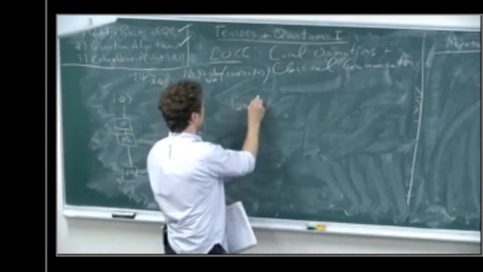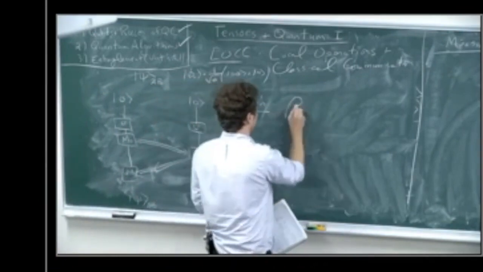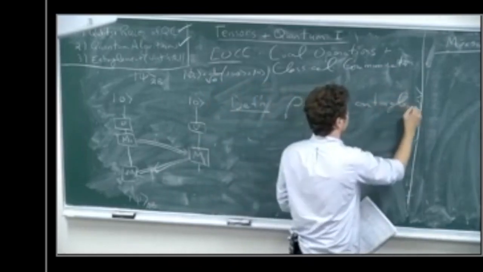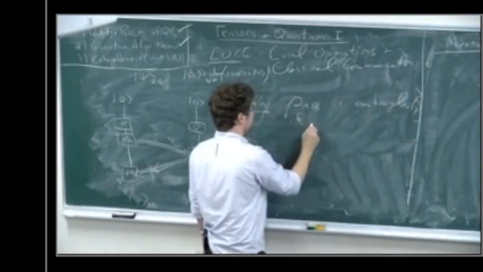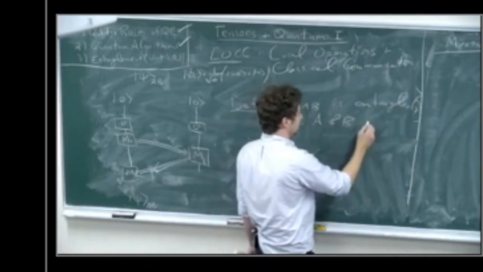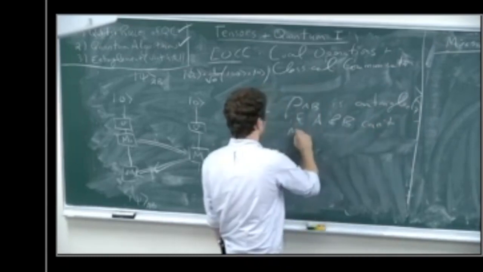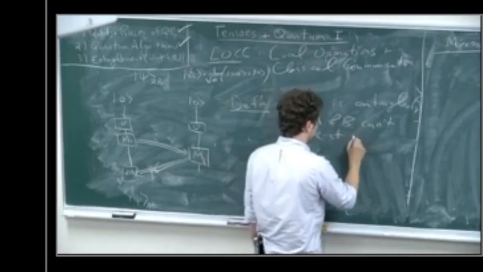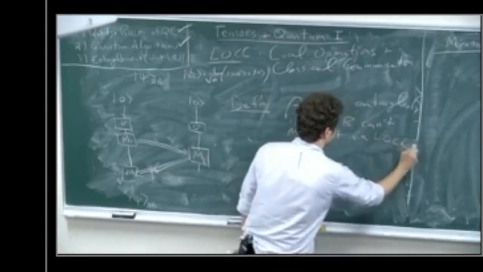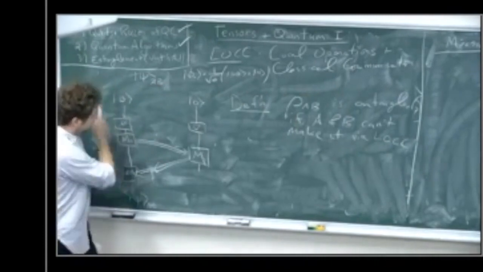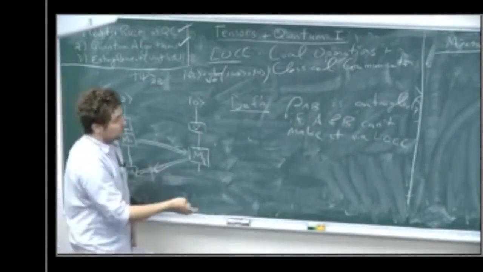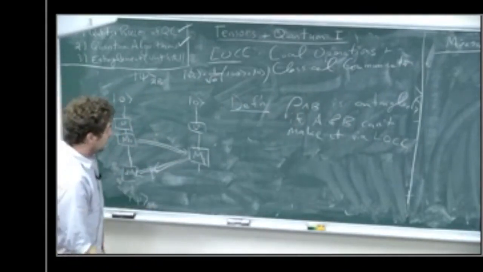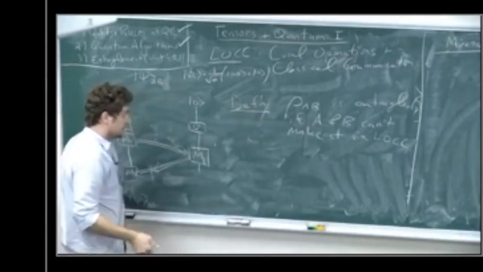Okay, definition. Rho AB is entangled if Alice and Bob just can't make it via LOCC. So if they start off in the 0 state here and they run an LOCC protocol, there's no such protocol that generates their state. If there is such a protocol, we say the state's not entangled, and if there isn't, we say it's entangled.